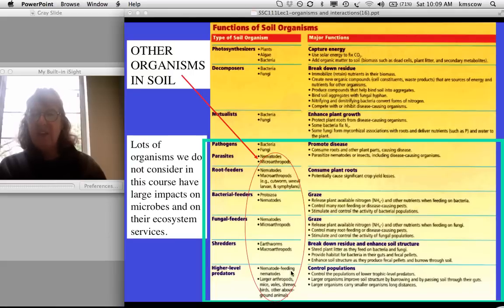And then we have the other organisms. And I'm sorry, there's a lot of really interesting organisms here that we're just not going to spend much time on, except perhaps to look a little bit at their function, like this releasing nitrogen from bacteria during predation. But anyway, okay.